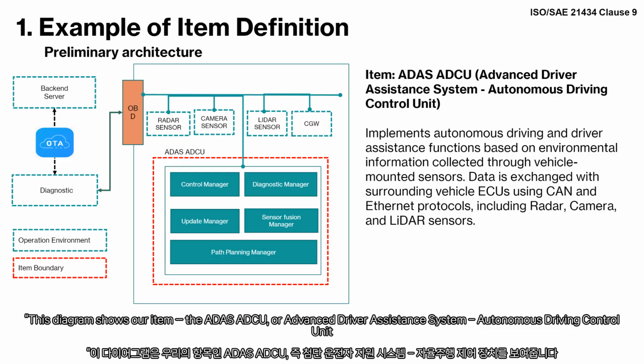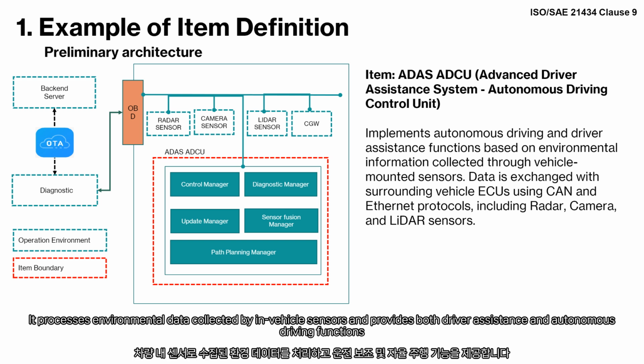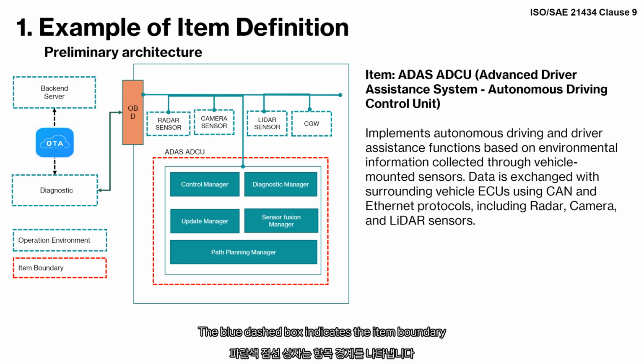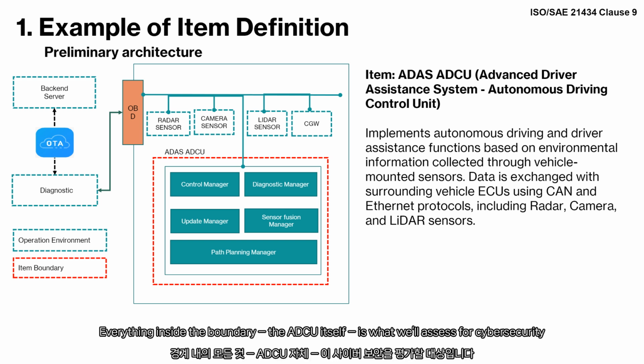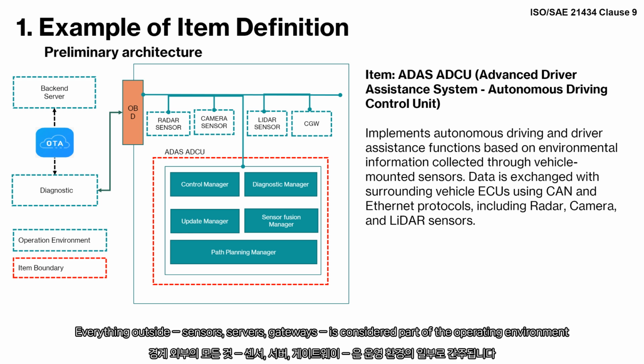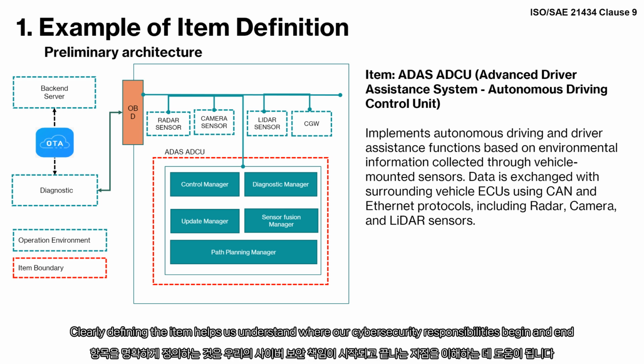Let's get started. This diagram shows our item, the ADAS ADCU, or Advanced Driver Assistance System Autonomous Driving Control Unit. It processes environmental data collected by in-vehicle sensors and provides both driver assistance and autonomous driving functions. The blue dashed box indicates the item boundary. Everything inside the boundary, the ADCU itself, is what we'll assess for cybersecurity. Everything outside, sensors, servers, gateways, is considered part of the operating environment. Clearly defining the item helps us understand where our cybersecurity responsibilities begin and end.